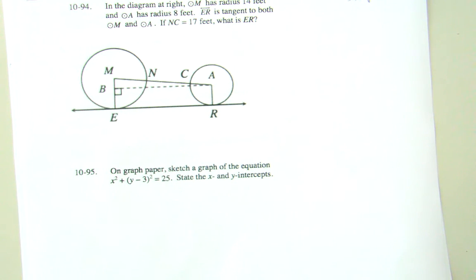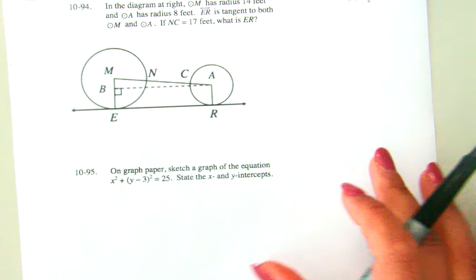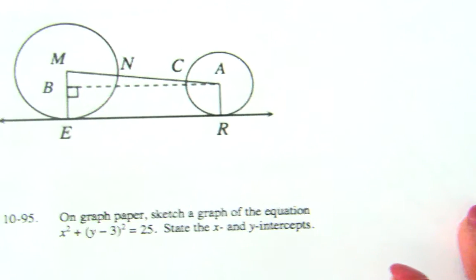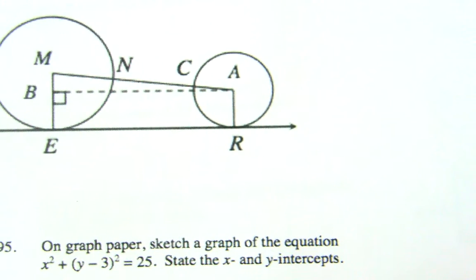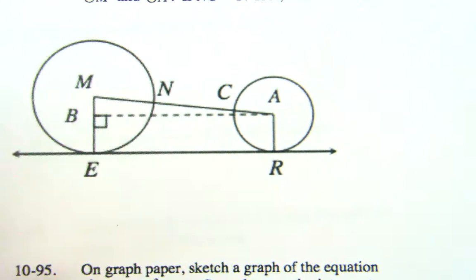94 says in the diagram, circle M has a radius of 14 feet, circle A has a radius of 8 feet. ER is tangent to both of them, so that means they make a 90-degree angle down there. If NC is 17 feet, how much is ER? Okay, all right, well, here we go.